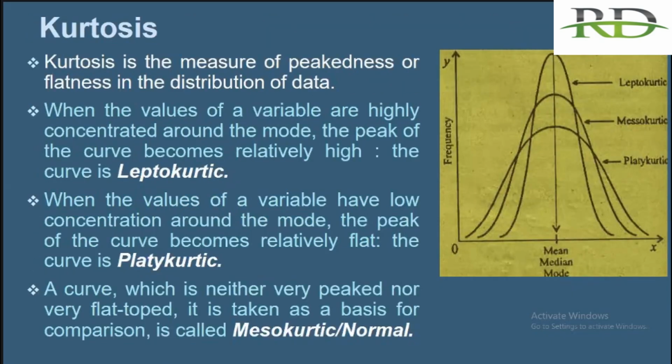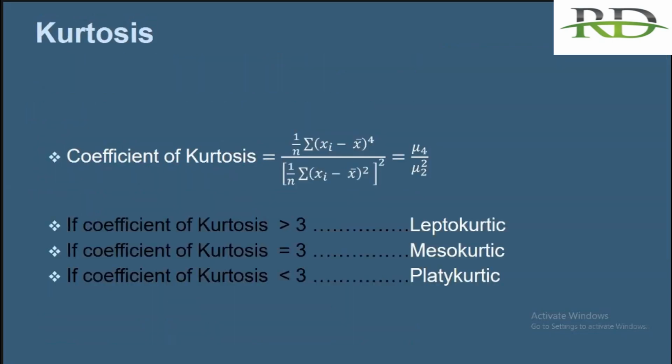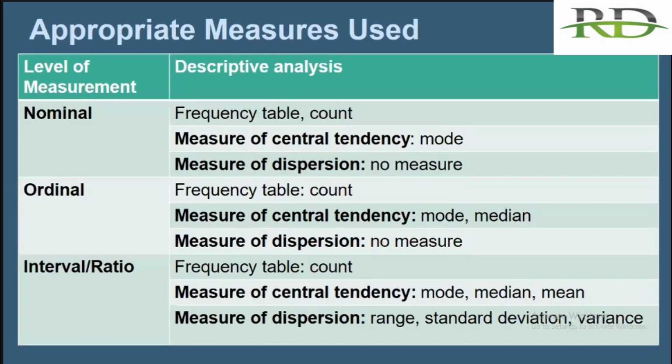Then lastly, we have kurtosis. Kurtosis also tells you about the shape. This measures the peakedness or the flatness of your data. You can see 3 different types of classification of kurtosis on the right. If the curve is flat, it is called platykurtic. If it is normal, it is called mesokurtic. And if it has a longer peak, then it is known as leptokurtic. Okay, now this is just a summary of what we have already discussed.